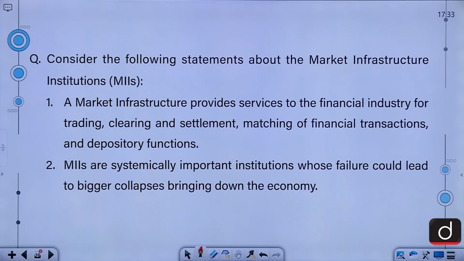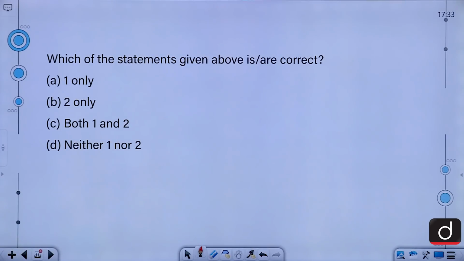Now let's move on to our next question. Consider the following statements about the market infrastructure institutions. 1. A market infrastructure provides services to the financial industry for trading, clearing and settlement, matching of financial transactions and depository functions. 2. MIIs are systematically important institutions whose failure could lead to bigger collapses, bringing down the economy. So, which of the statements given above is or are correct? A, 1 only; B, 2 only; C, both 1 and 2; D, neither 1 nor 2.